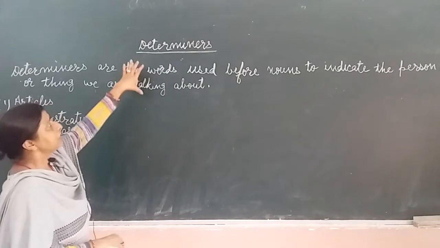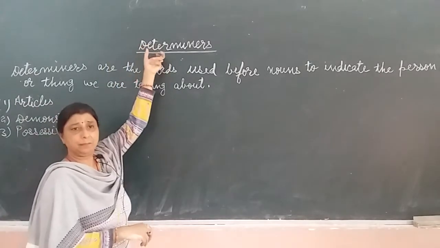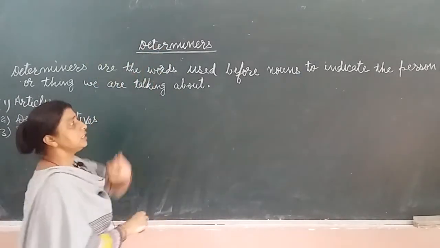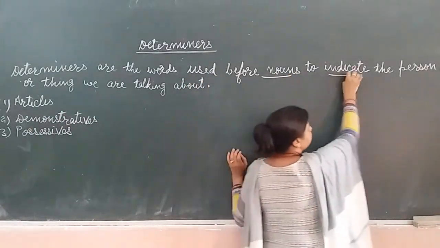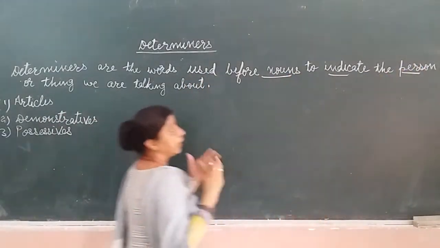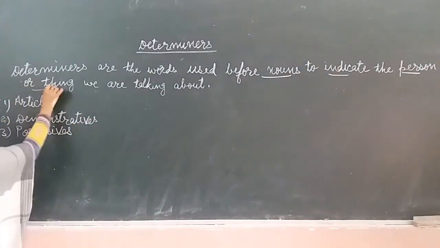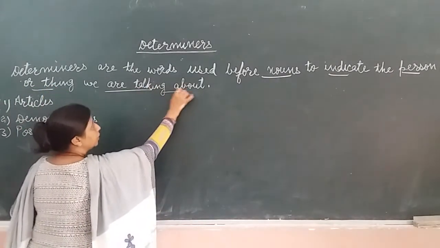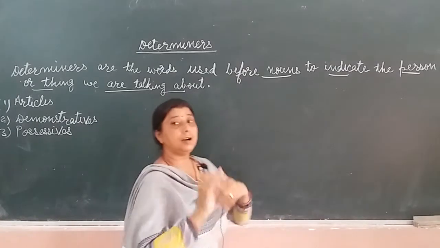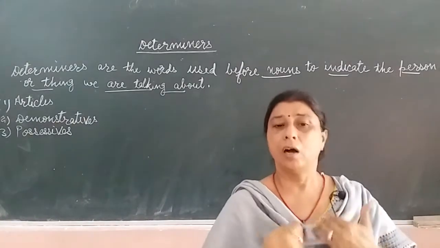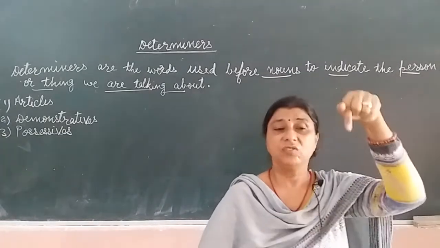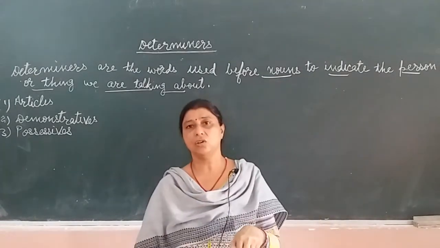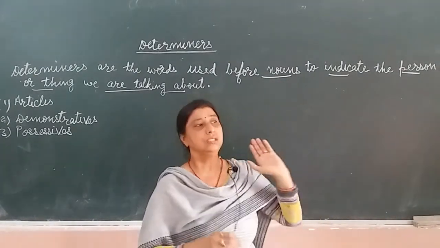Determiners, as the topic is indicating, are the words used before nouns to indicate the person or the thing we are talking about. They indicate the noun about whom we are talking, about whom we are going to discuss. They are indicators of that noun or thing.